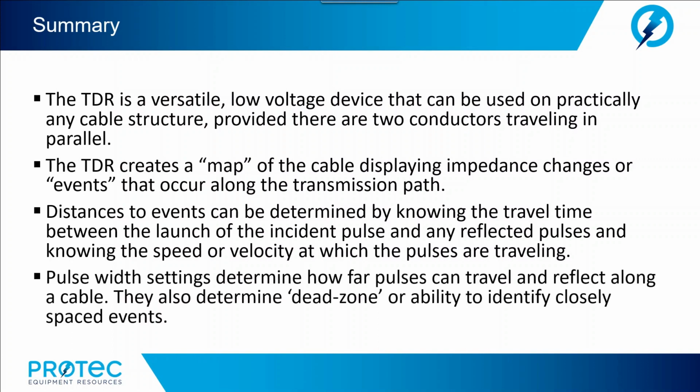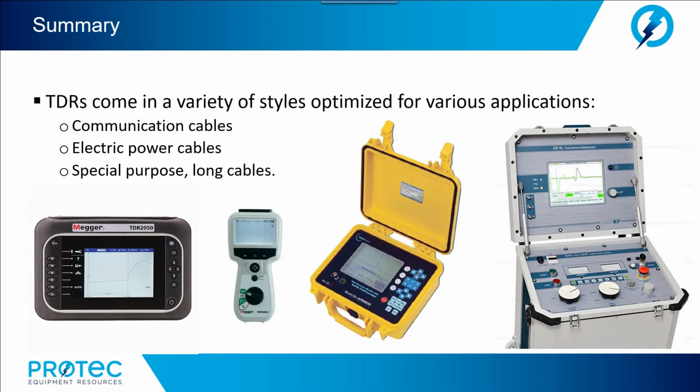Pulse width settings determine how far pulses can travel and reflect along a cable. They also determine dead zone, or the ability to identify closely spaced events. TDRs come in a variety of styles optimized for various applications. We have TDRs that are, for instance, optimized possibly for communication applications, those that are optimized for electrical power, or TDRs that are optimized for special purpose, for instance, very long cables like submarine or underwater cables.